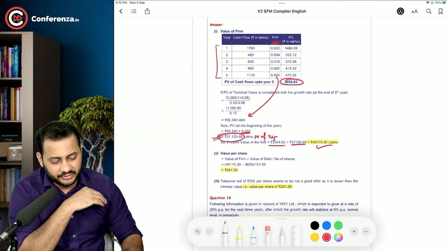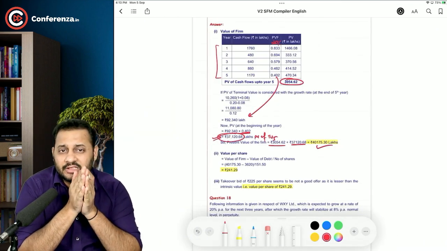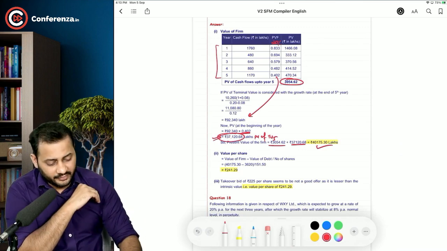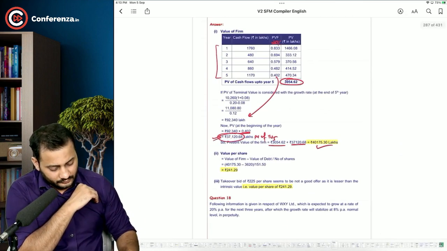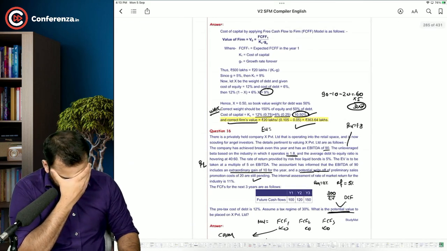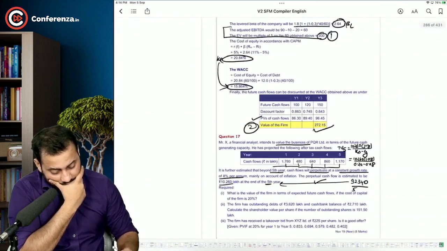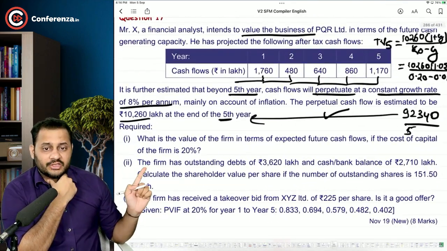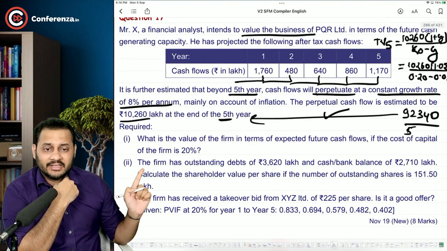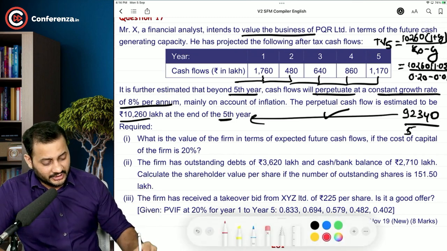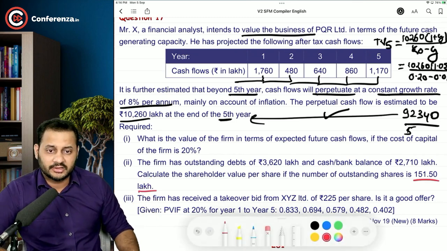Pretty much an easy question. Exactly similar questions have been discussed by us in the security valuation chapter. So don't be afraid of it. So this is the value of the firm. Now, the firm has outstanding debts of 3620 lakhs and cash and bank balance of 2710 lakhs. Calculate the shareholder value per share if the number of shares outstanding is 151.50 lakhs.